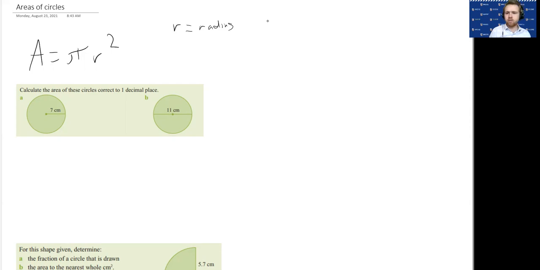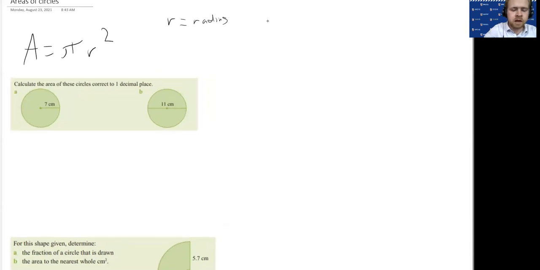Now the thing we need to know is if a question asks you to leave it in exact form, then we leave pi in our answer. Pi can behave just like any other pronumeral, like x or y. So we can just leave that pronumeral in our answer rather than simplifying it in our calculator and rounding it off if the question asks us as such.